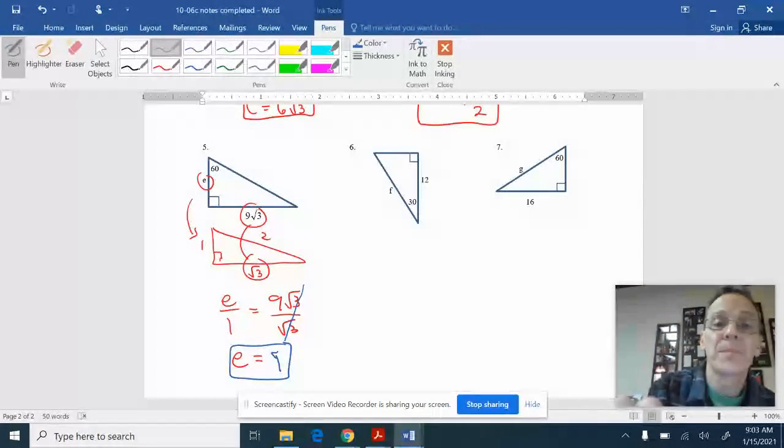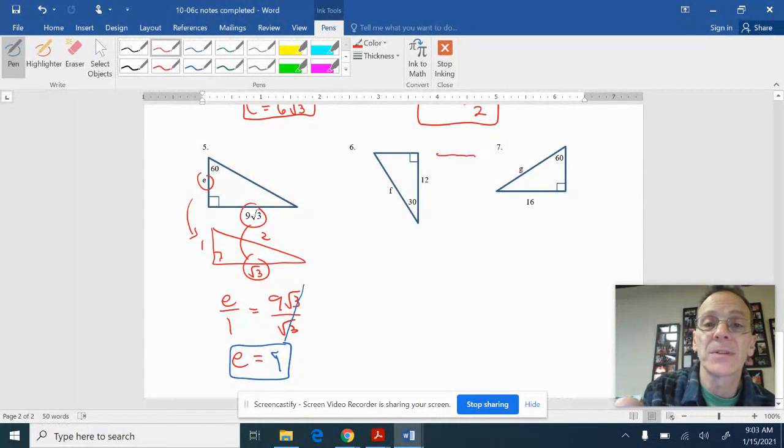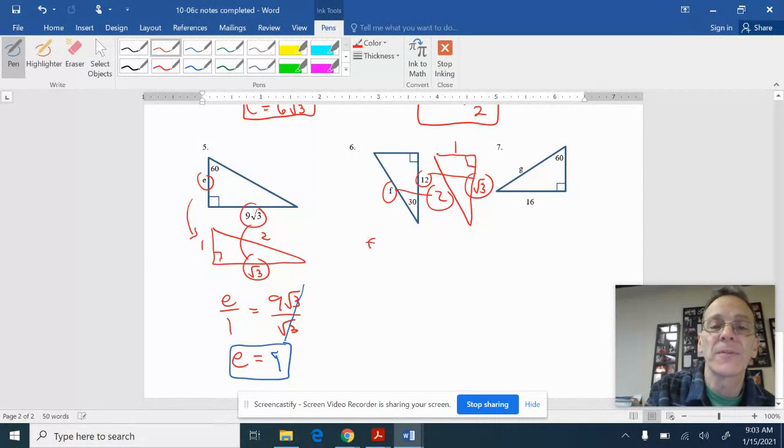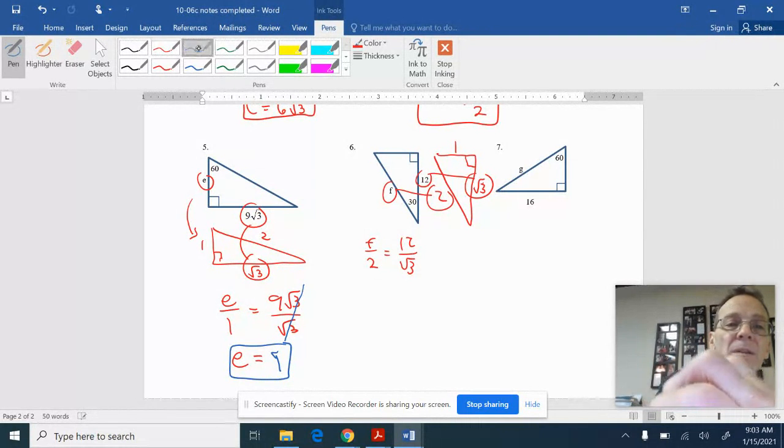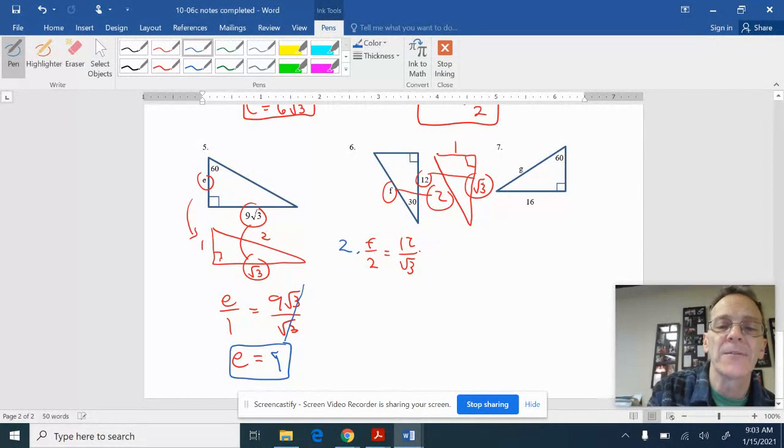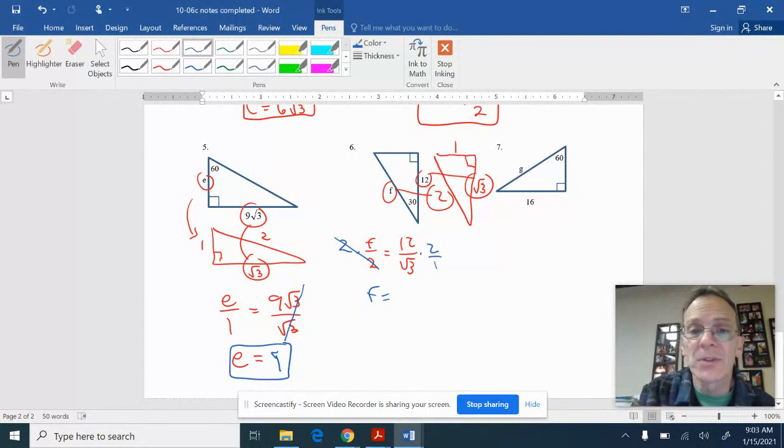Number 6. Let's see, I'll draw my 30, 60, 90 over here. Short leg is 1, hypotenuse is 2, long leg is radical 3. All right, where are my correspondences? The F corresponds to the 2, and the 12 corresponds to the radical 3. So F over 2 is equal to 12 over radical 3. Solving this for F, or isolating the F, is really simple. Multiply both sides by 2, and we get F is equal to, well, think of this 2 as a 2 over 1. Multiply fractions straight across, and we get 24 over radical 3.